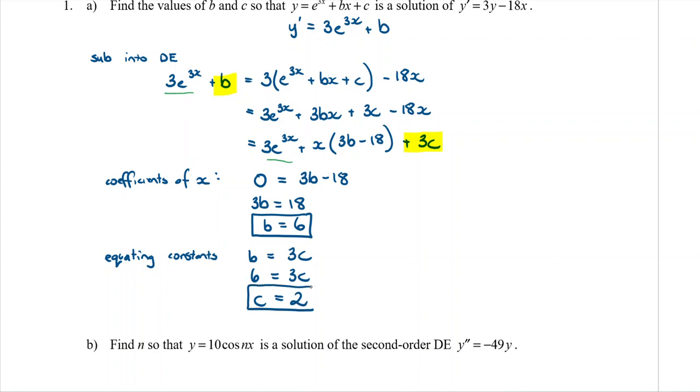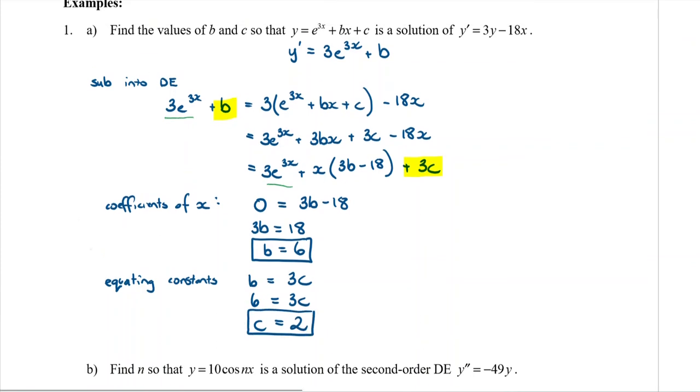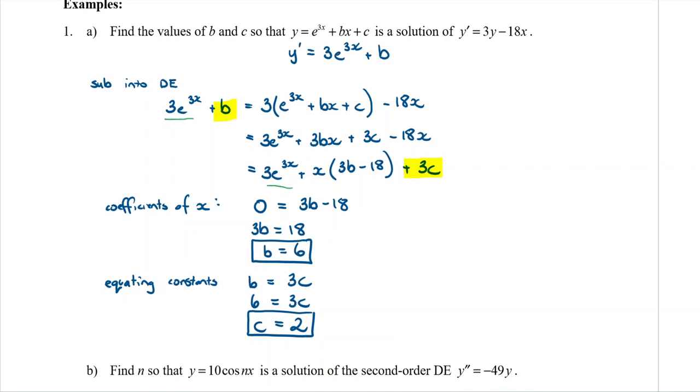So the original equation up there would be y is equal to e to the 3x plus 6x plus 2. But we weren't actually asked to write the equation down again. We were just asked to find the value of b and c, which I have done.